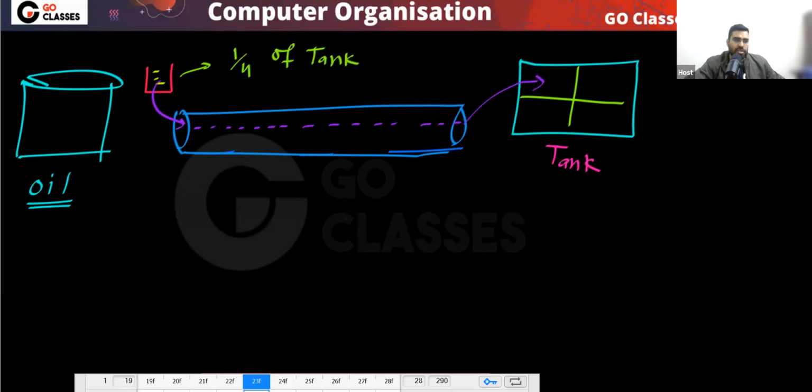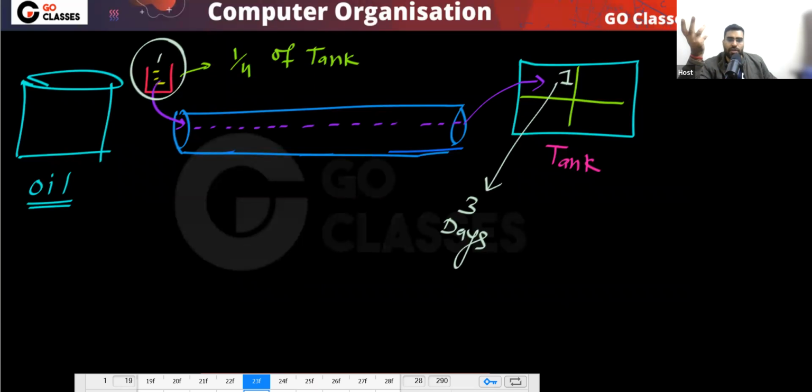Now you tell me, how much time for a single bucket? How much time is the first bucket taking? Again, it will take the same 3 days, right? Yes or no? Because we do not have any benefit. The first bucket has to travel, so it will take 3 days. The first bucket will be here, no problem. So there is no benefit.